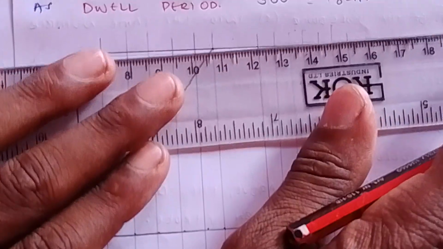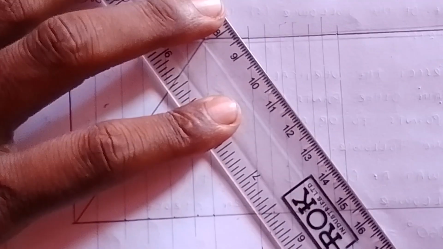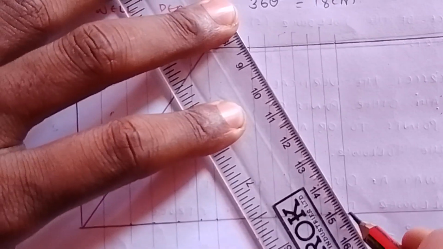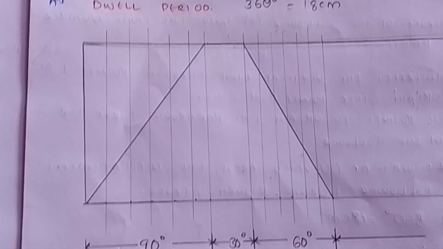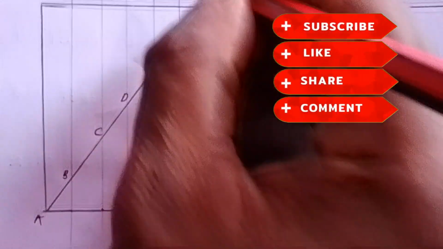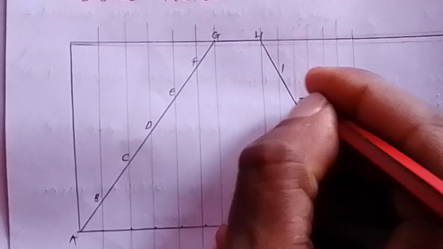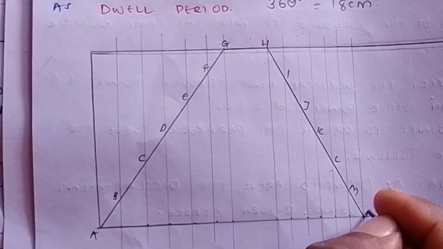This becomes our dwell. Then this will become our fall. This is now our fall, like that. That is now what we call uniform velocity. So this is B, C, D, E, F, G, H, I, J, K, L, M, N.